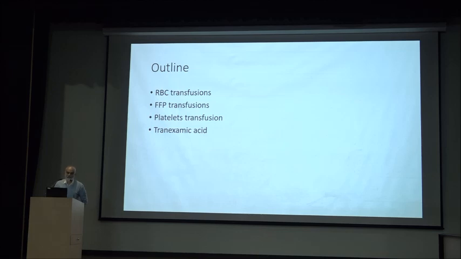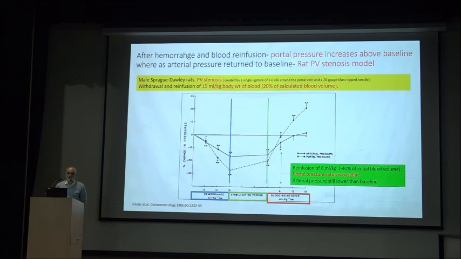So, these are the transfusion blood products that can be transfused: RBC, FFP, platelets, tranexamic acid. These are the agents which can be used, and we'll see if they are required and in which circumstances they might be required. So this was the initial 1980s studies in rat models.